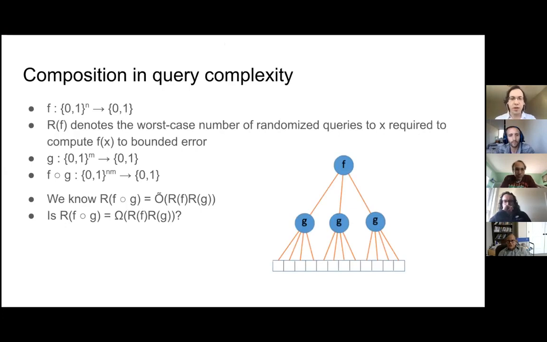Right. As I was saying, the composition question in query complexity simply asks whether this naive approach to computing f composed with g is the best possible for randomized algorithms. In other words, is the randomized query complexity of f composed with g at least the randomized query complexity of f times the randomized query complexity of g?